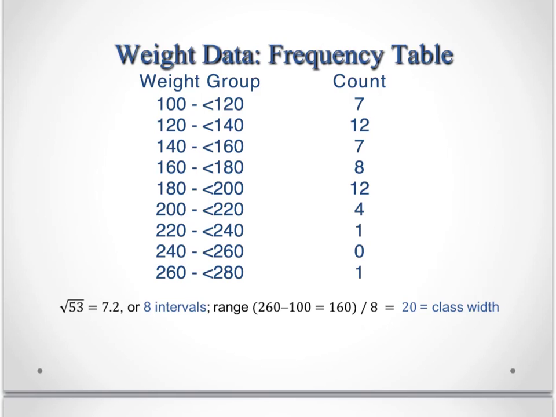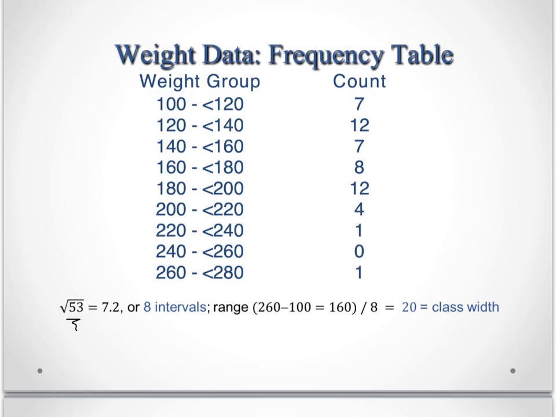So the first thing we're going to do is we're going to make different class intervals. And the way we're going to figure out how many intervals we want, we're going to take the number of observations, which is 53. We'll take its square root, which is about 7.2. So we round up, and we get 8. Now our range of data, the highest weight was 260. The lowest weight was 100. So that's a range of 160. You divide that by 8, and that tells you that your class widths need to be 20.